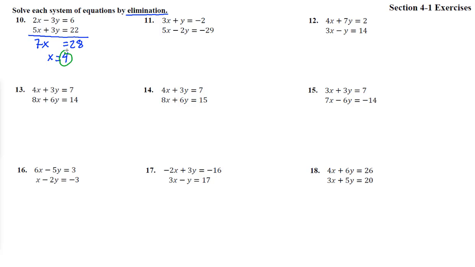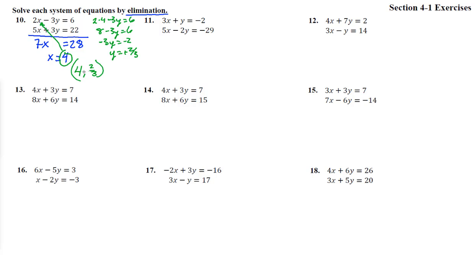That means we stick it back in either one of them, because we better get the point that has both of them in it. So stick x is 4 back up there, and we get 2 times 4 minus 3y equals 6. That's 8 minus 3y equals 6. Subtract 8, we get negative 3y equals negative 2. Divide by negative 3, and we get y equals a positive 2/3. So we end up with (4, 2/3).